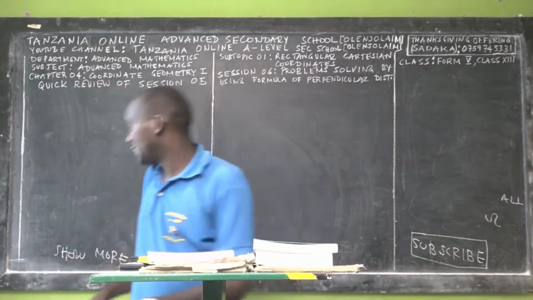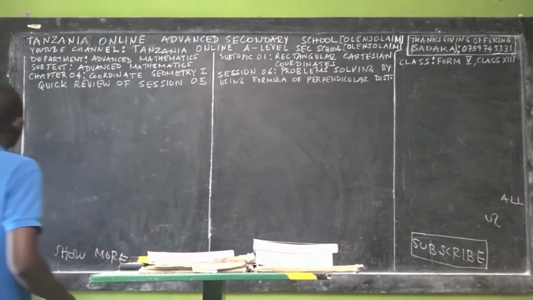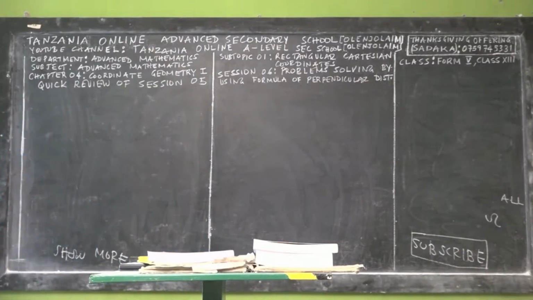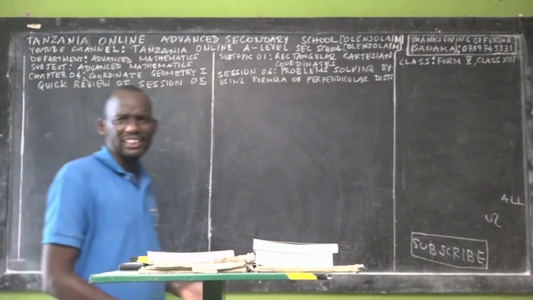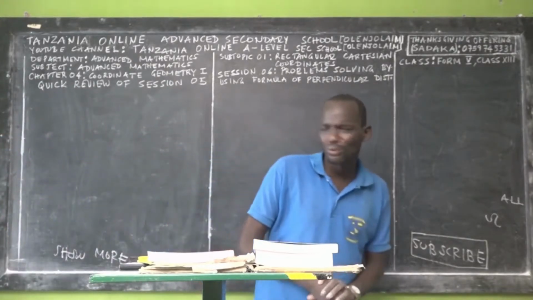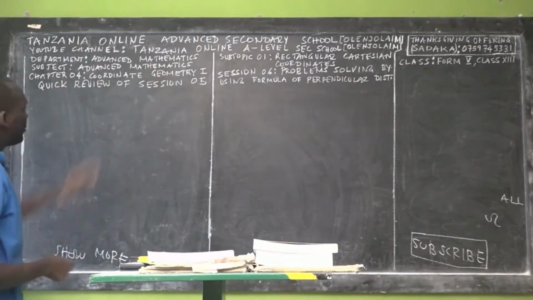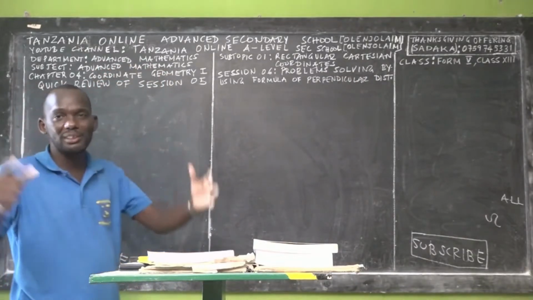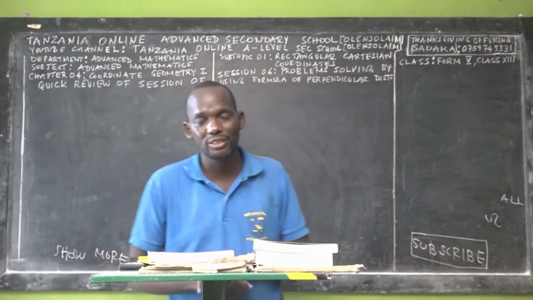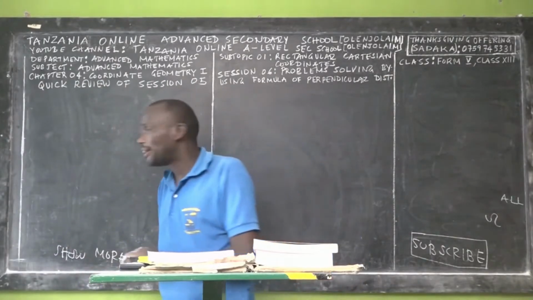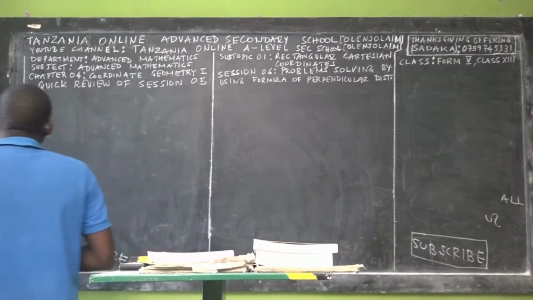Okay, so we have more than four departments. One of the departments is called the Department of Advanced Mathematics. Here we are teaching you four subjects: Advanced Mathematics for Form 5, Advanced Mathematics for Form 6, Basic Applied Mathematics for Form 5, and Basic Applied Mathematics for Form 6.